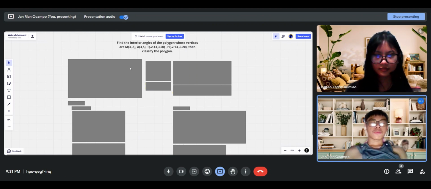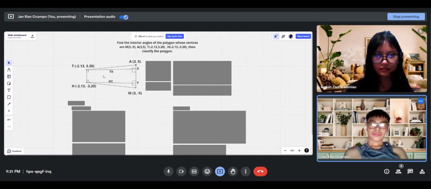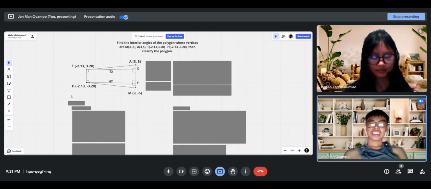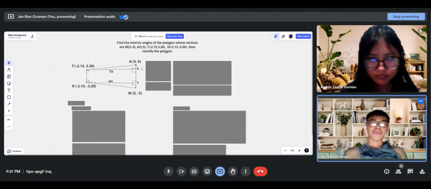First, to make it easier, we should illustrate the polygon. Here we have the polygon MATH, and their locations are according to their x and y axis estimates. And we can also see that I created a rectangle inside the polygon with line TX connecting point T and point X, and point H and point Y. And we will see why this is needed later.